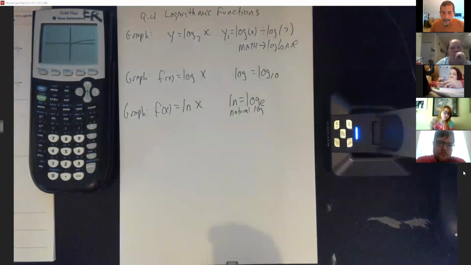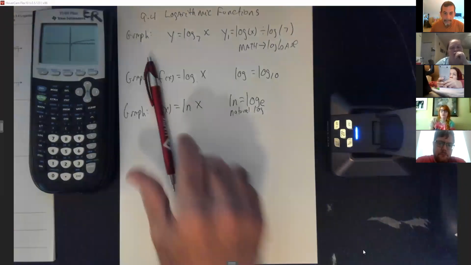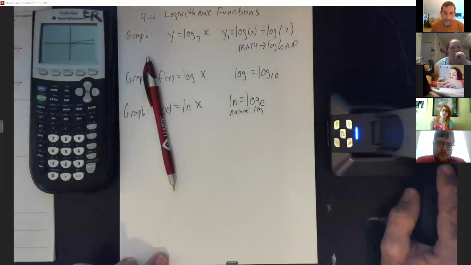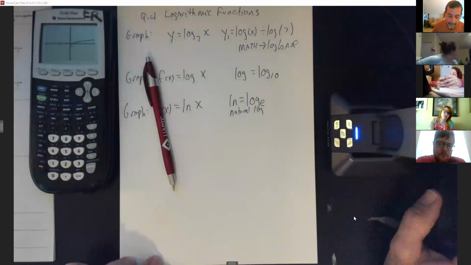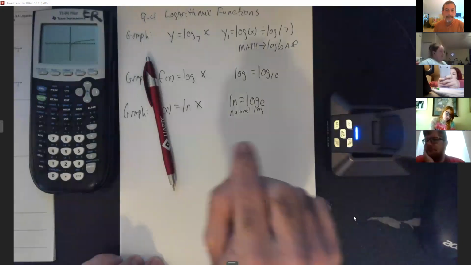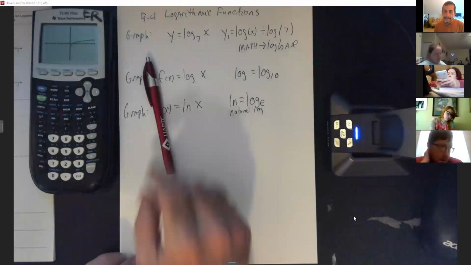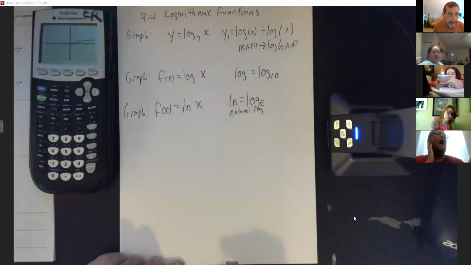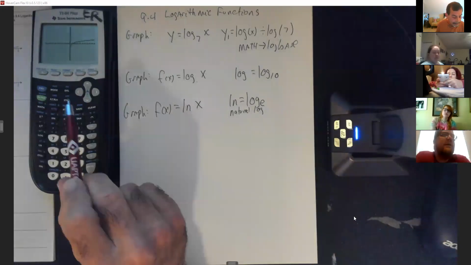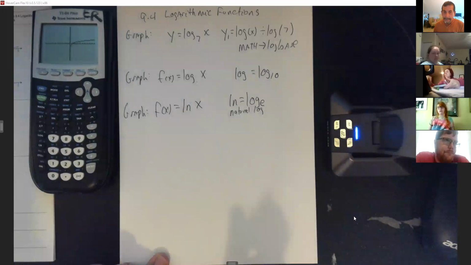So we do ln, we go into the graph, and then it says y equals, and we push the ln button. Right. And then we put the x in parentheses, and just put the x in and be done. Okay. And then that should give you a little graph like I got up here.